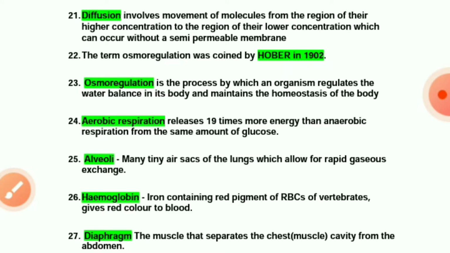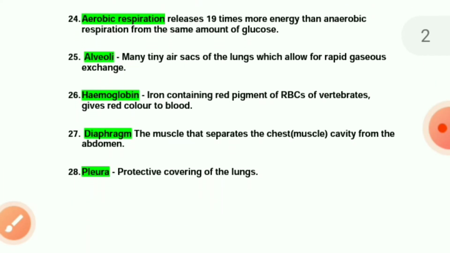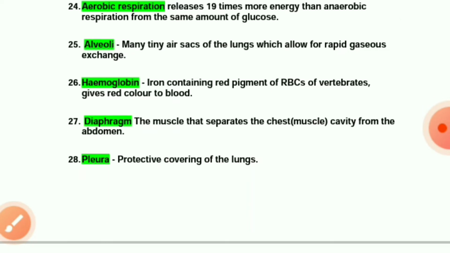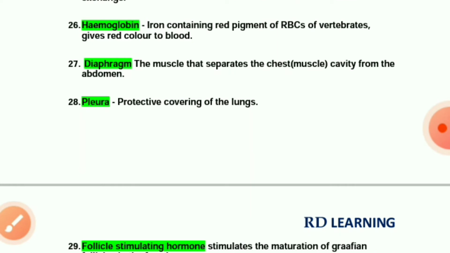அடுத்து aerobic respiration releases 19 times more energy than anaerobic respiration from the same amount of glucose. இது எத்தனை டைம்ஸ்னு கேட்கறதுக்கு வாய்ப்பு இருக்குது. அடுத்து alveoli, many tiny air sacs of lungs which allow for rapid gaseous exchange. அடுத்து hemoglobin, iron containing red pigment of RBC of vertebrates give red color to blood. bloodல ரெட் கலர் இல்லைன்னா அது என்ன, அங்கே ஹீமோக்ளோபின் ஆப்சண்ட்.